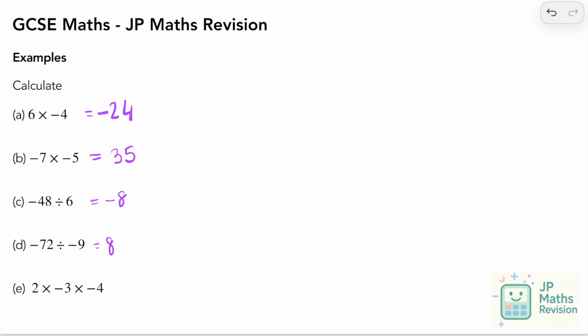This next one here, if I do 2 times minus 3, that's going to be minus 6, and minus 6 times minus 4, because we have two negatives, 6 times 4 is 24, and that's going to be positive 24, because a negative times a negative makes a positive.